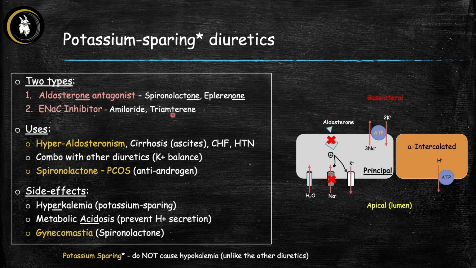Now you may be wondering why all of these are known as potassium-sparing diuretics. Well, let's think back to the other diuretics we talked about, the carbonic anhydrase inhibitors, which worked at the proximal convoluted tubule, the loop diuretics, and the thiazide diuretics.